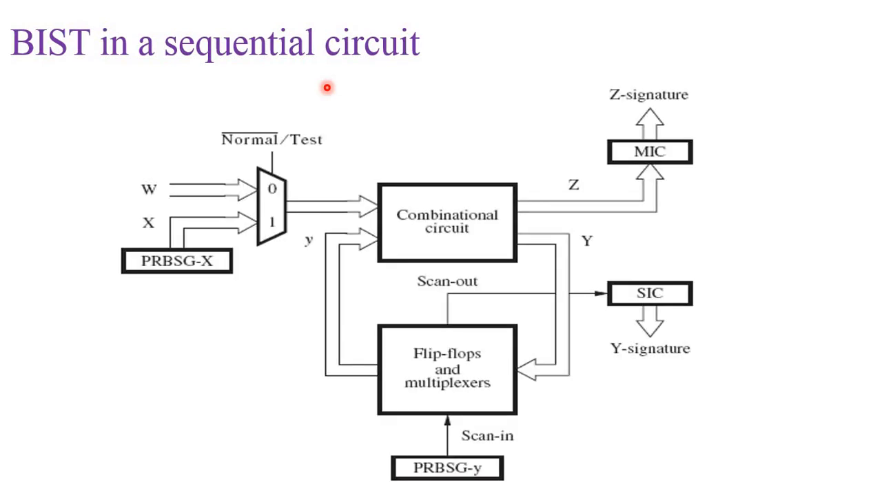And now this is built-in self-test in a sequential circuit. So how can we test the sequential circuit in the built-in self-test? This is the structure of the built-in self-test. Here one multiplexer is present. This multiplexer selects normal or under test. This is the normal input and this is the test vector.